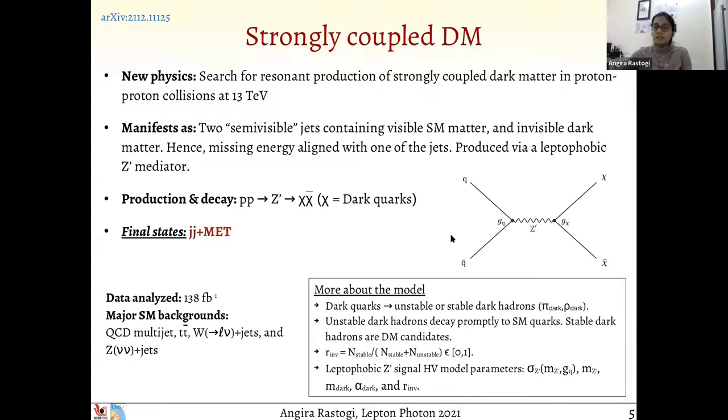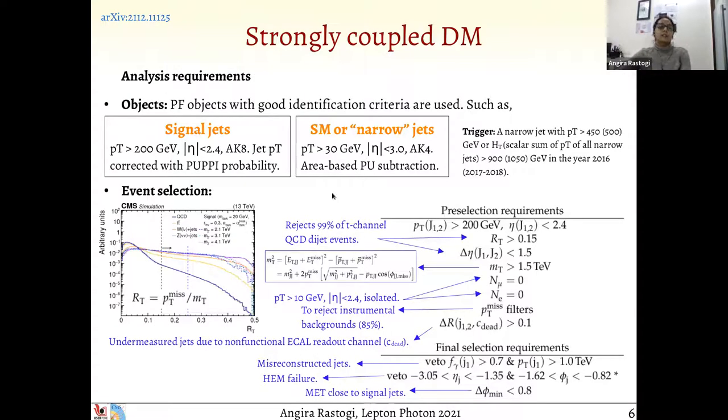This analysis is a complementary approach to other standard dark matter searches in the past, because generally they look for missing energy which recoils against a jet. The analysis is performed with 138 inverse femtobarns of data, so the full Run 2 data set, and the major Standard Model backgrounds are QCD multijet, t t-bar production, and W and Z production, which has missing energy from neutrinos.